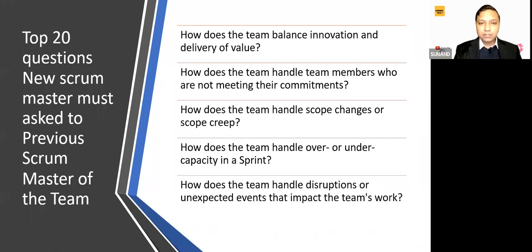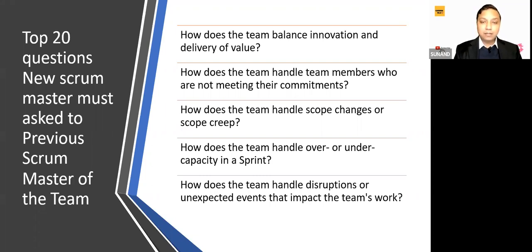The next is, how does the team handle scope changes or scope creep? This is somewhat similar to what we have seen previously, that if some changes come during the sprint, how are you going to handle that? So this is, I think, a somewhat similar question.